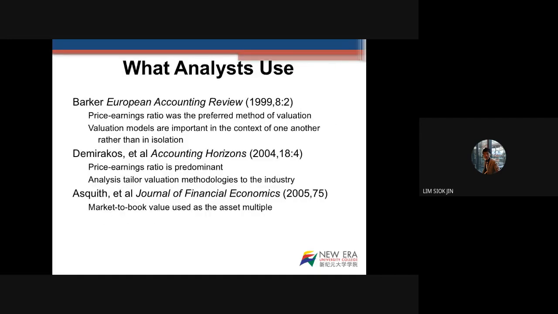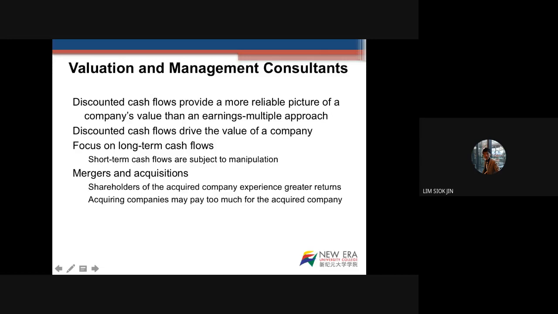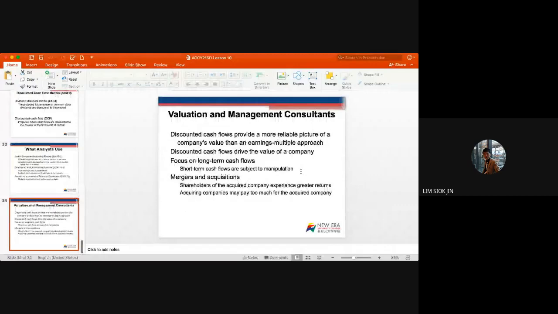So different methods have different ways of interpreting your answer. Here they show what different analysts use. Some use PE ratio, some use market to book ratio. But most of them will use discounted cash flow, because discounted cash flow provides a more reliable company valuation compared to earning multiples, the earning PE ratio and all those. Why? Because this one focuses on the cash flow of the company, and it focuses on the long term rather than the short term.